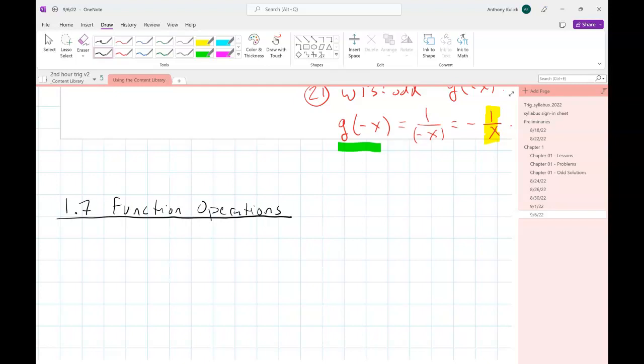1.7 is the last section that we're doing in Chapter 1. What does that mean that's coming soon? Is it a week from yesterday? A test. So we're going to finish 1.7 today. We'll plan on doing the review on the next class, and then we'll be testing beginning of next week.